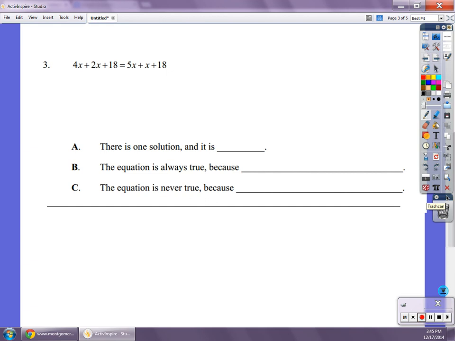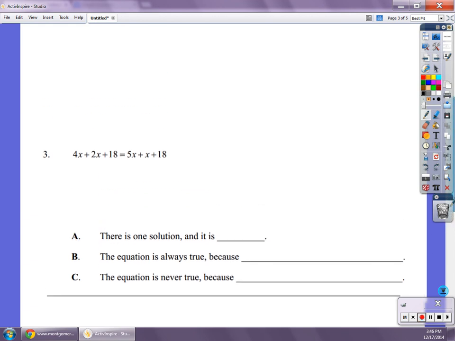All right, here's number 3, and if you look at 3, 4, and 5, you'll notice the answer choices are the same for each problem. Our answer choices are: A, there's one solution, and it is. B, the equation is always true because, where we'll provide an explanation of why it's always true. And finally, C, the equation is never true because, and again, we'll provide an explanation for why that equation will never be true. So let's go up.